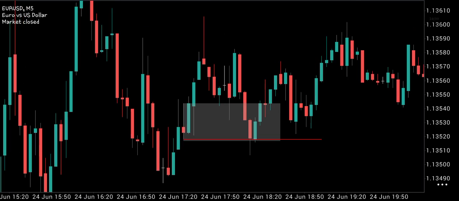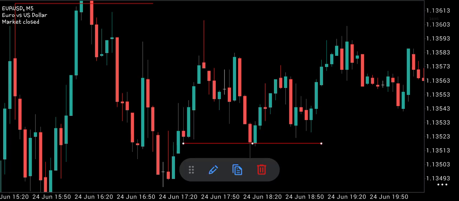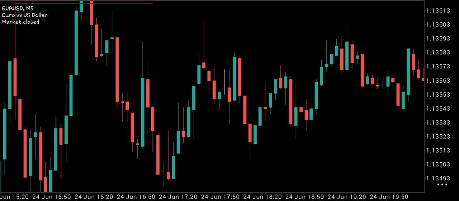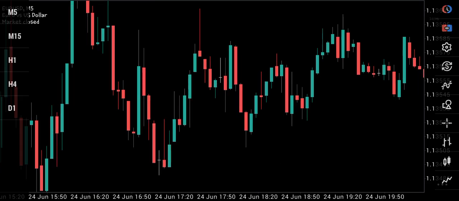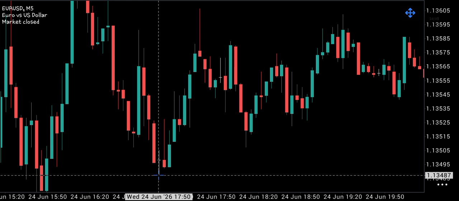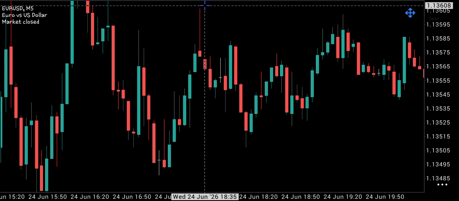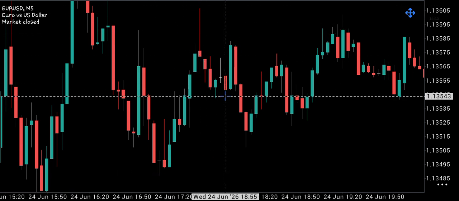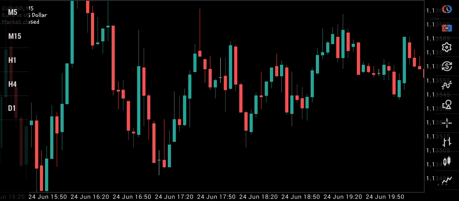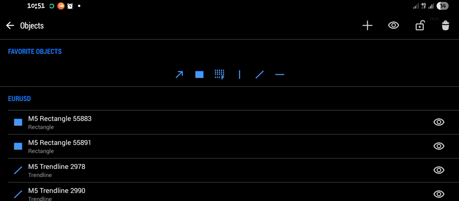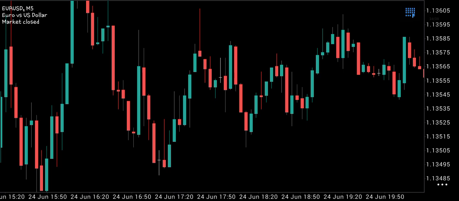But if price does not give us this actual kind of formation, what do you do? These are our lows, these are our highs, this is our break of structure, and price has entered. What do you use? If you know what a Fibonacci is, you use your Fibonacci. You go to your objects, or your instruments tab, and you look for your Fibonacci.